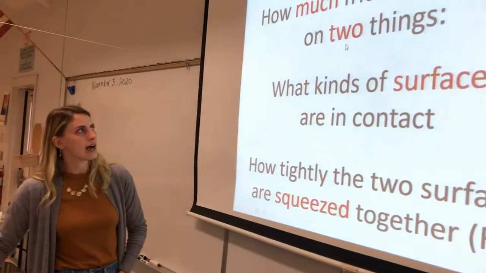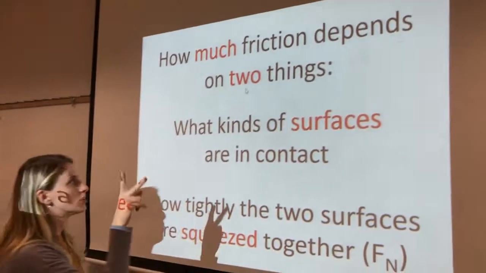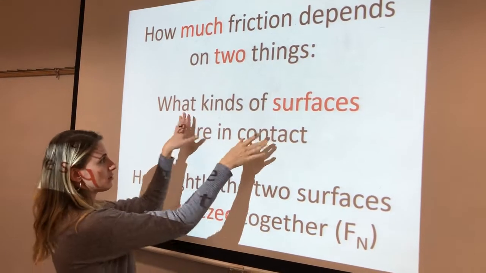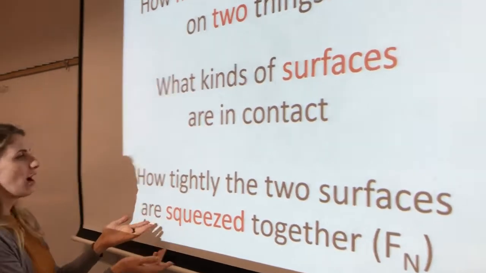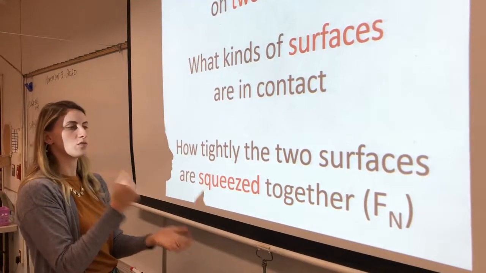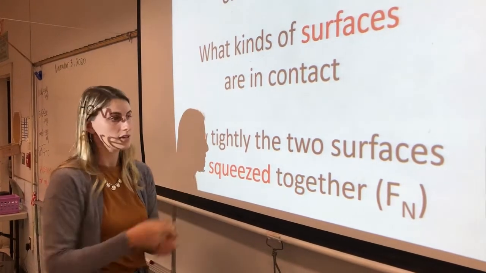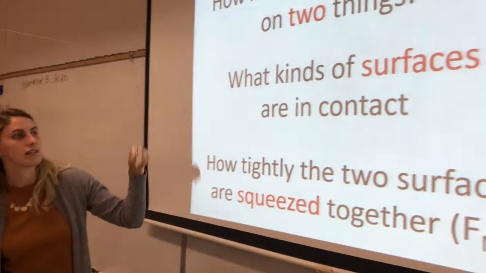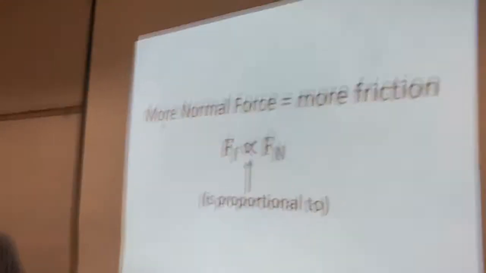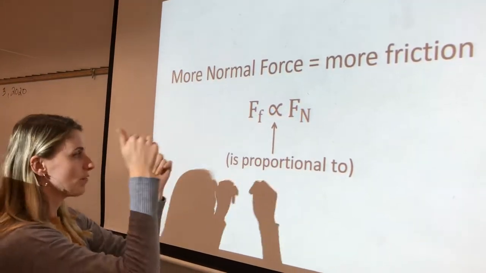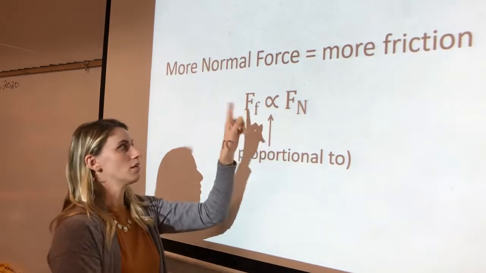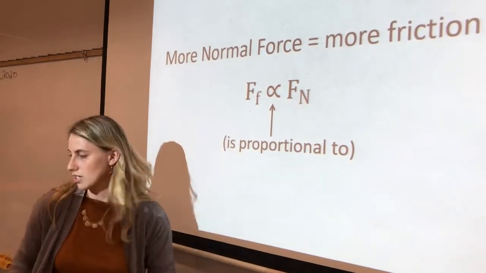How much friction depends on two types of things. What kind of surfaces are in contact, paper versus the wooden table. And how tightly the two surfaces are squeezed together by the normal force. By adding that mass on there, we increase the normal force. More normal force equals more friction. There is a relationship here. More normal force, more friction.